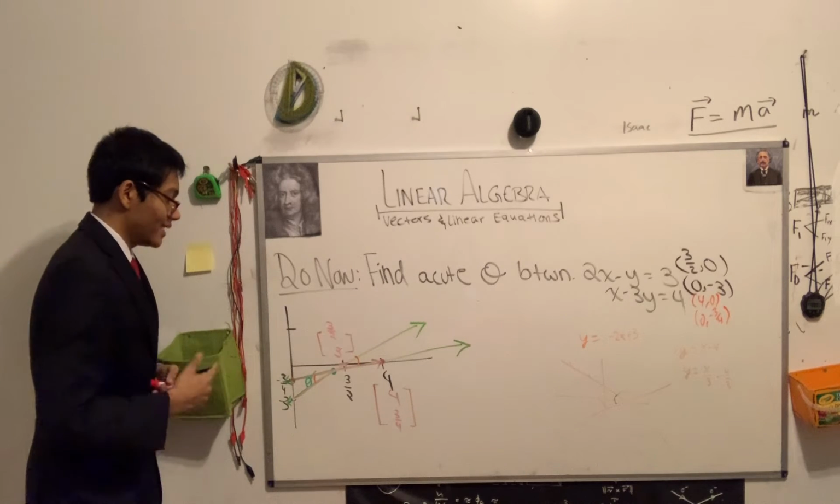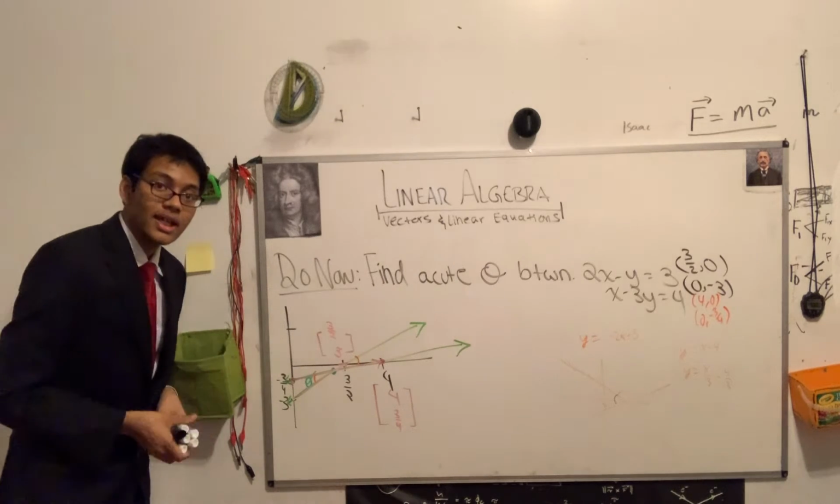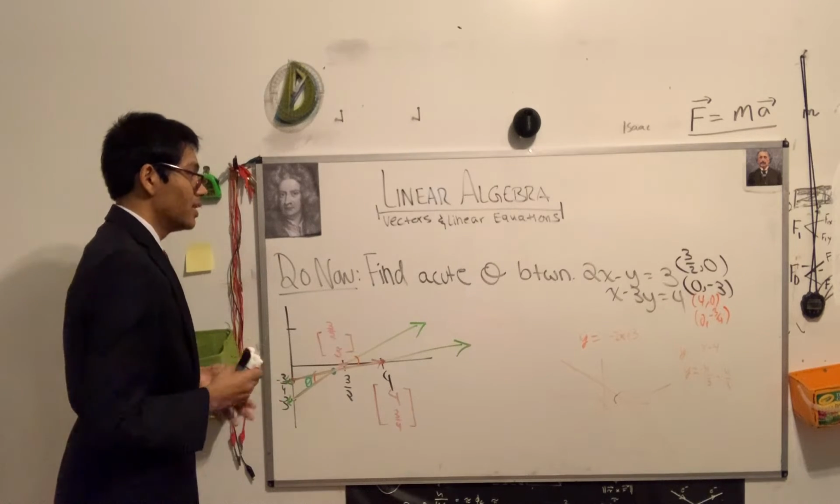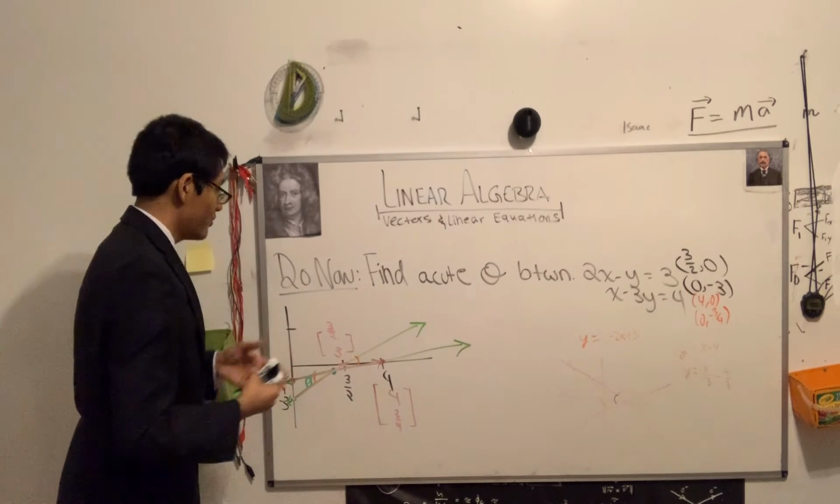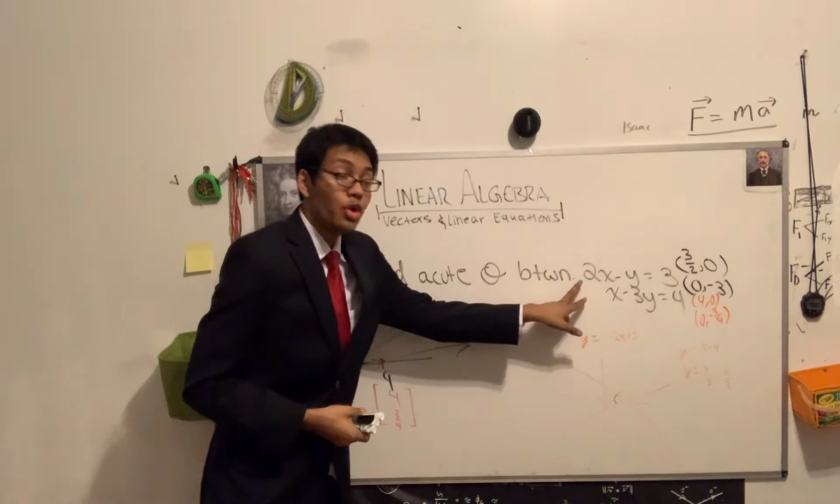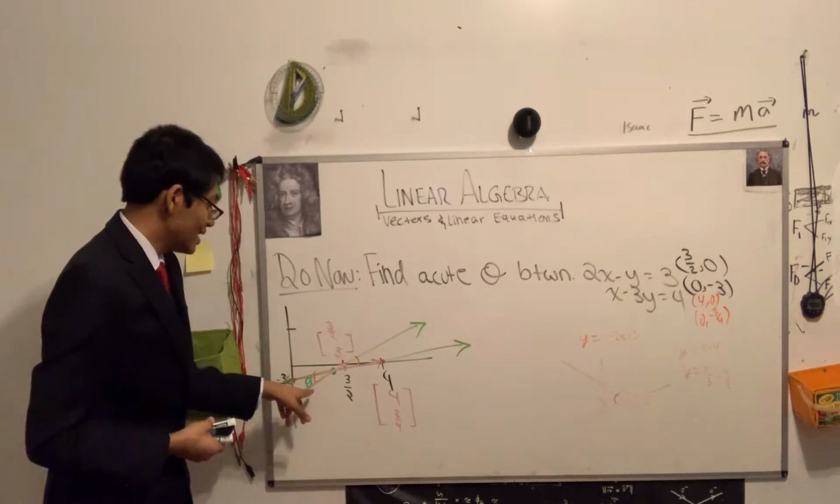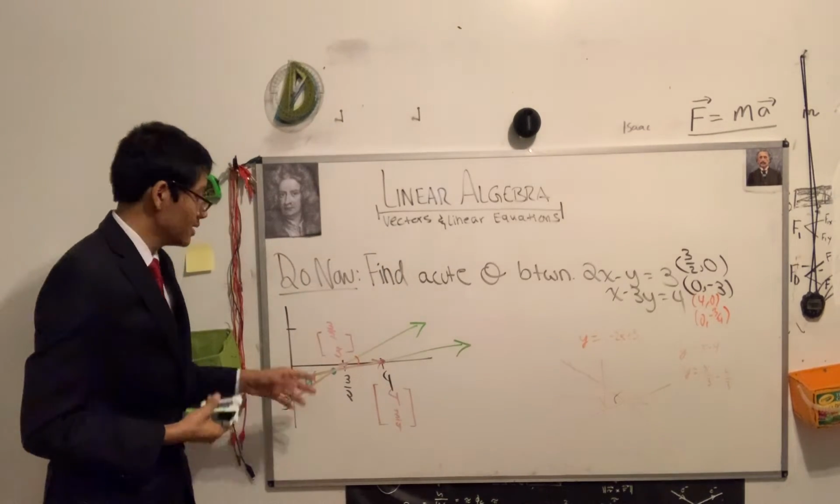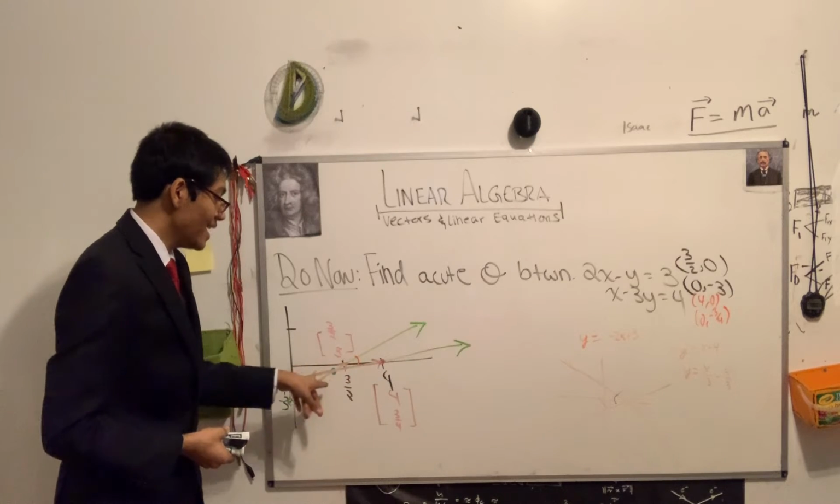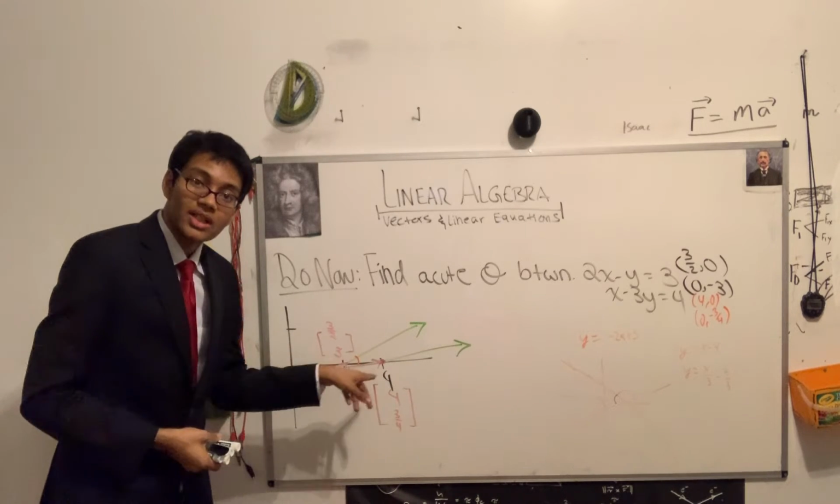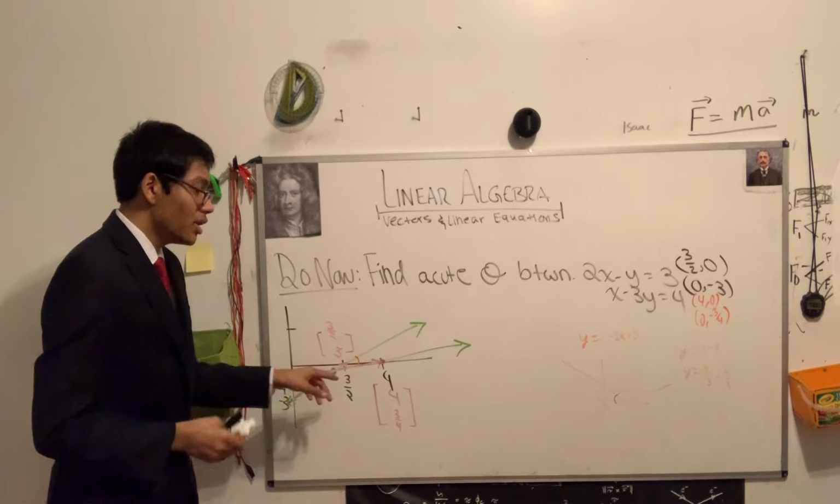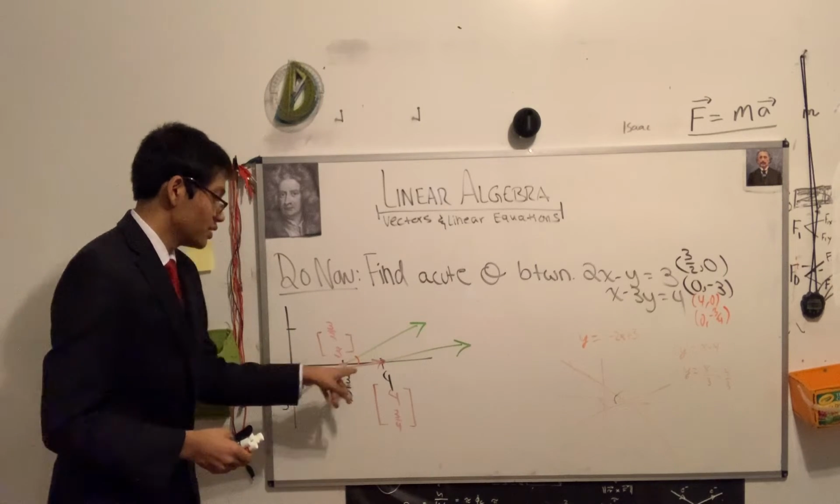So great. Just so we can slow down a bit, why don't we review what we've been doing? We started with 2 lines, and we wanted to find the angle between the 2 lines. So we identified the intercepts of both of the lines, and we drew vectors to those intercepts.